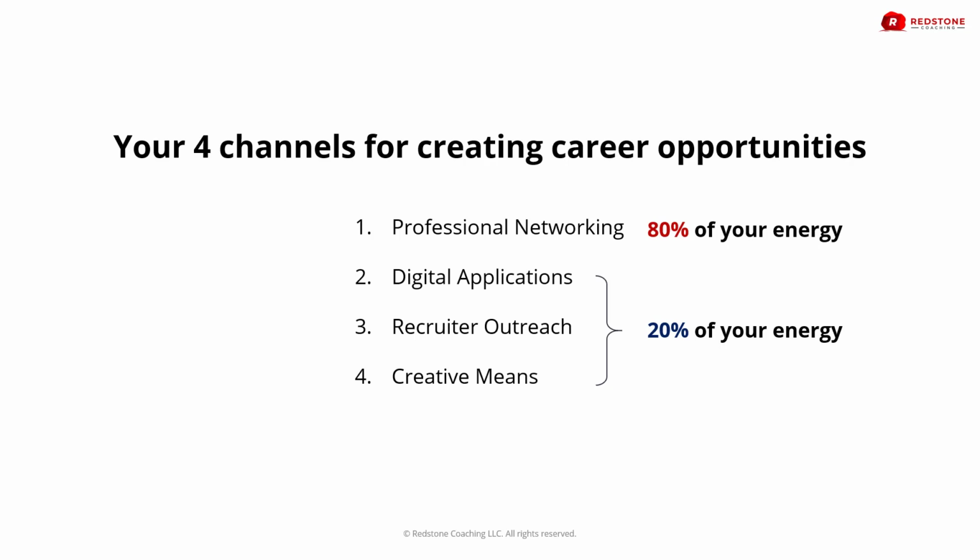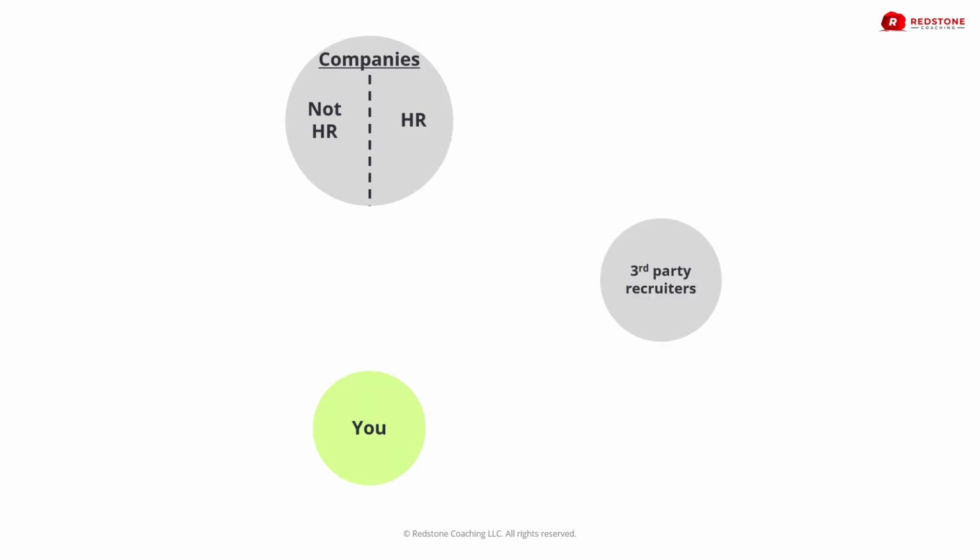Now, in terms of energy allocation and focus, what are you focusing on most of the time? Professional networking should be the vast majority of your energy. That is the most effective channel, and we'll be breaking down why that is. So 80% of your energy is focused on networking. The other 20% should be focused on online applications, recruiter outreach, and other means. And really, other means is the last resort because it's also the most time intensive and energy intensive. So if you can create an opportunity for yourself with the first 3 options, that's going to be a lot easier and usually faster.